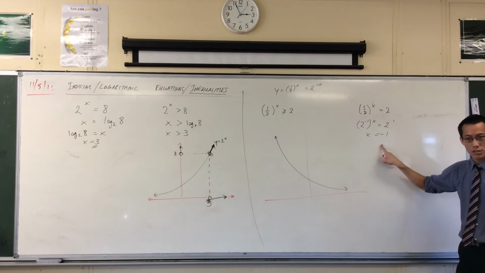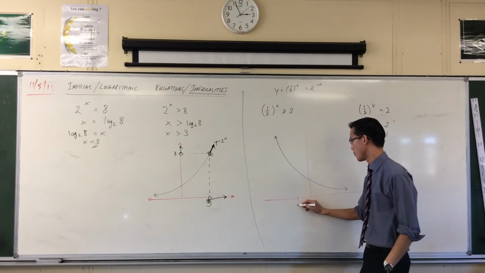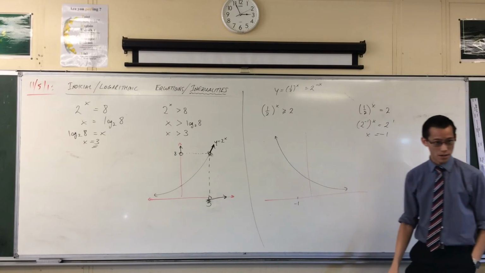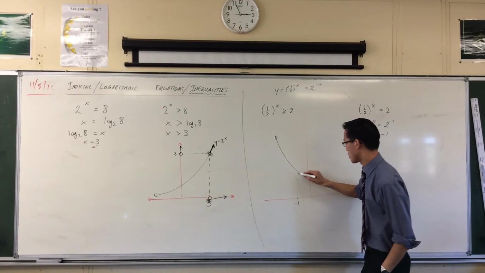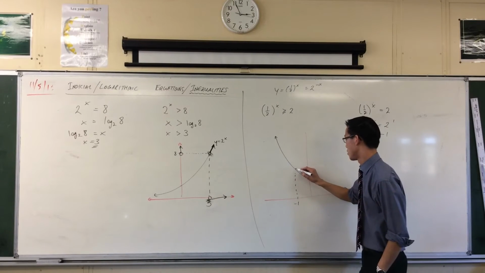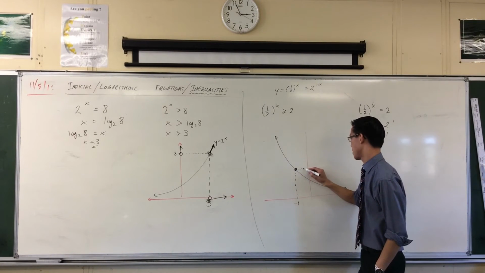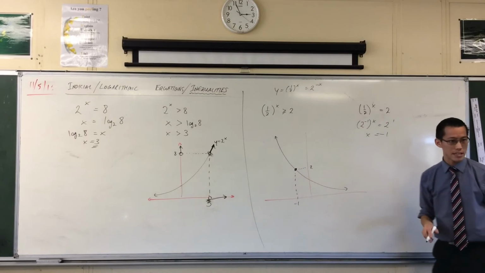Where is this solution? This solution is over here. There's x equals -1. And as we expected, the reason why it's over there is because it maps up to here. There's 2. So there's our solution.